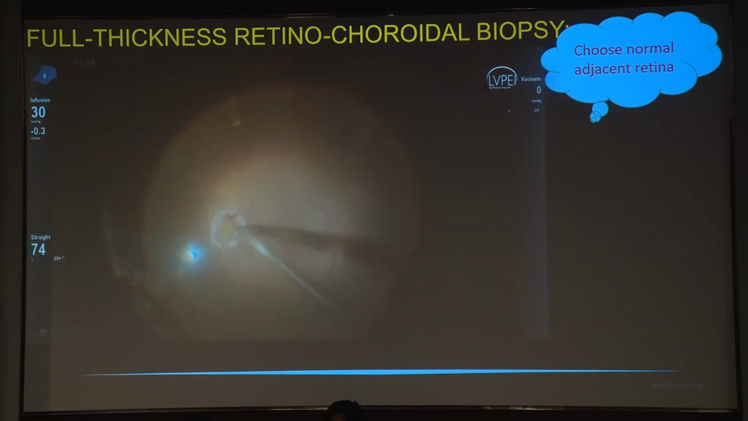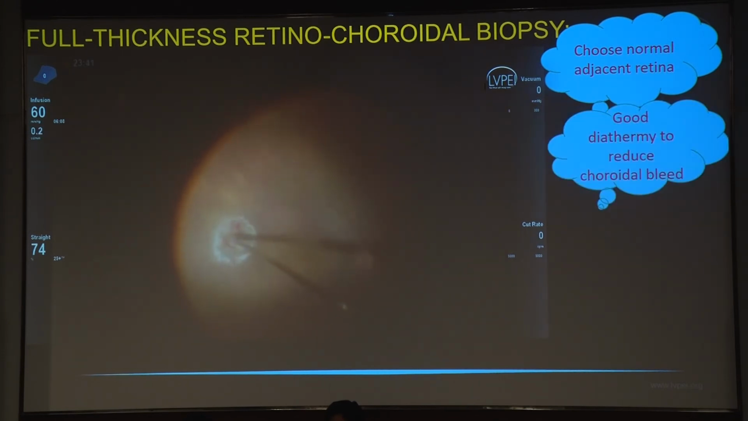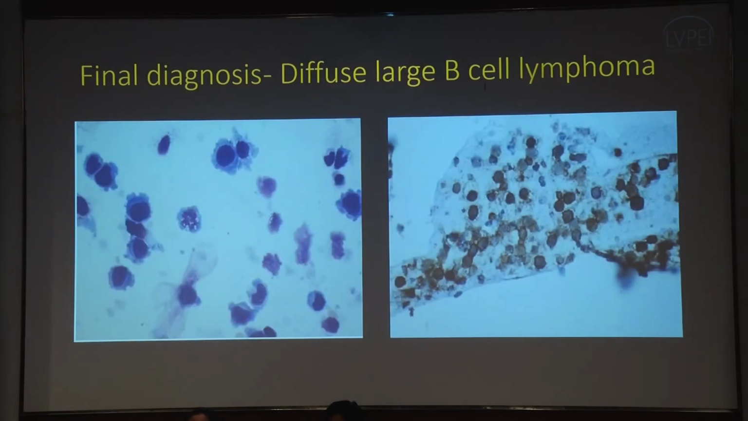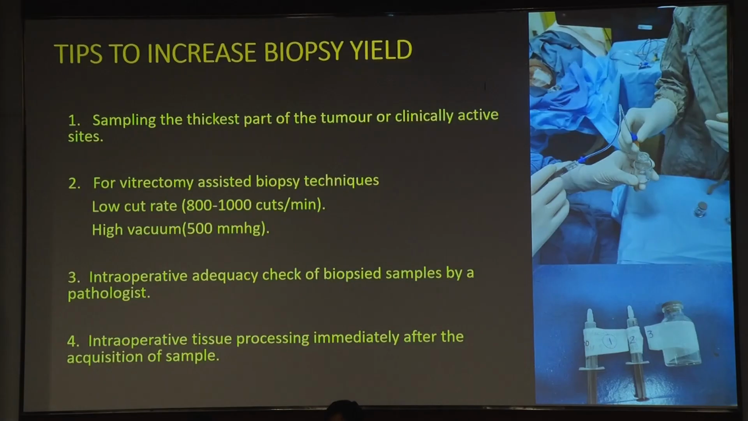So always, the pearl is that you always choose the normal adjacent retina so that the pathologist can compare with the atypical retinochoroidal layer, and you always use good diathermy to reduce any inadvertent choroidal bleed which can happen, particularly when you do a retinochoroidal biopsy. The diagnosis was confirmed to be large B-cell lymphoma on histopathological examination.